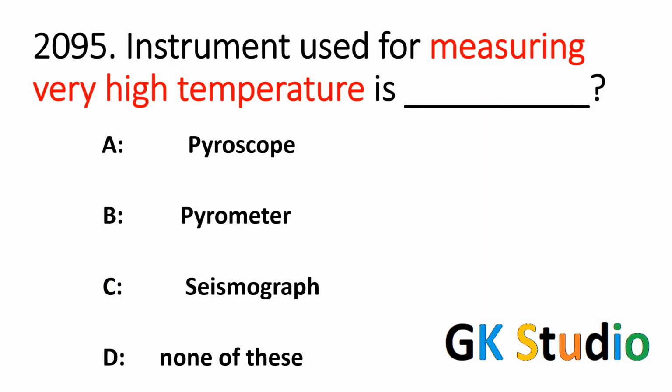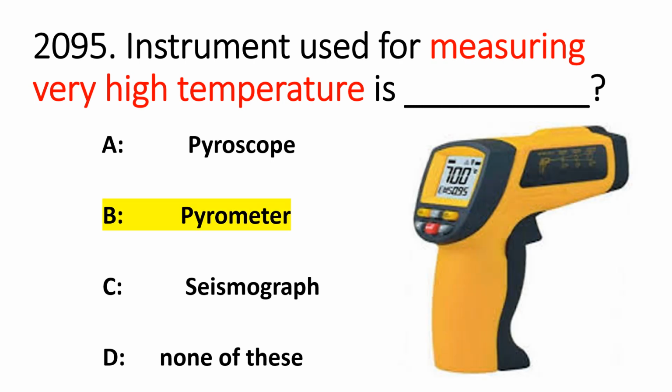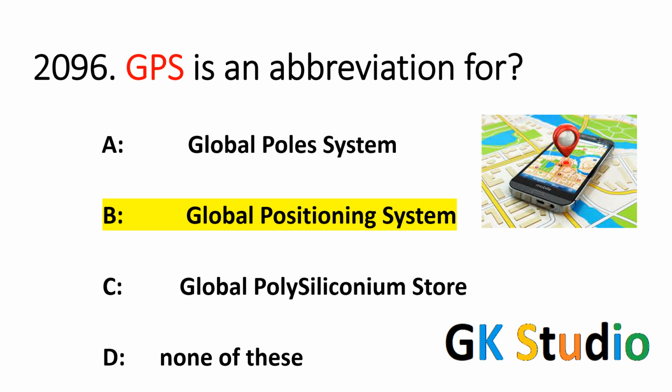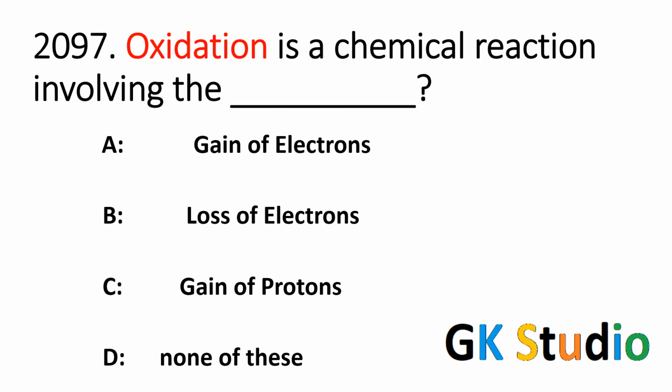Instrument used for measuring very high temperature is called a pyrometer. Pyrometer is used for high temperature measurement. GPS is an abbreviation of Global Pole System, Global Positioning System, Global Polyselenium Store. Correct answer: GPS is an abbreviation of Global Positioning System.